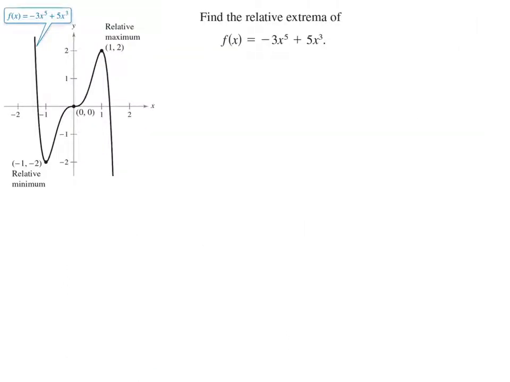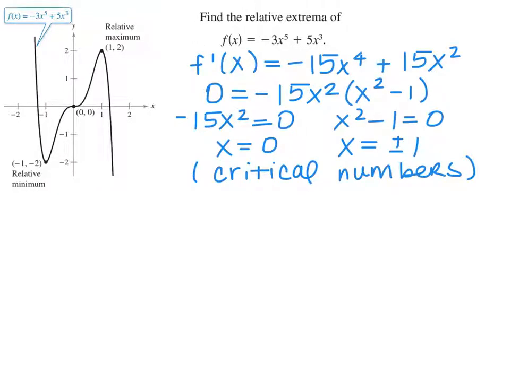And now let's work through an example of that. So let's find the relative extrema of this function f of x. Since this problem is asking for relative extrema, which is something that we haven't quite been asked for yet in this video at least, I'm going to take the first derivative and set that equal to 0 to find my critical numbers. And I find them to be x equals 0 and x equals positive and negative 1.